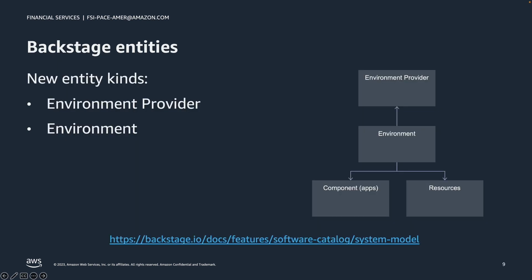The OPA on AWS plugins for Backstage contribute 2 new entity kinds to support and model the AWS runtimes for applications. We've been discussing the environment and environment provider concepts, and these are also the names of the new kinds that are contributed to the Backstage software catalog. An environment kind has one or more environment provider kinds. Components and resources, such as AWS RDS databases, also have dependency relationships on the environment kinds.